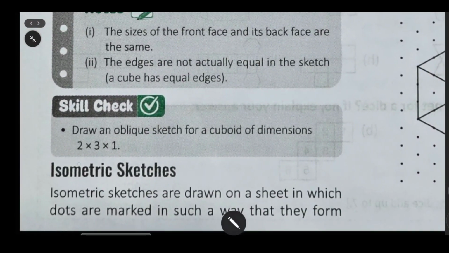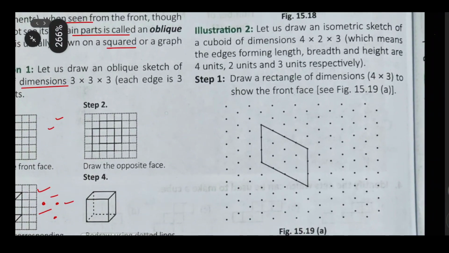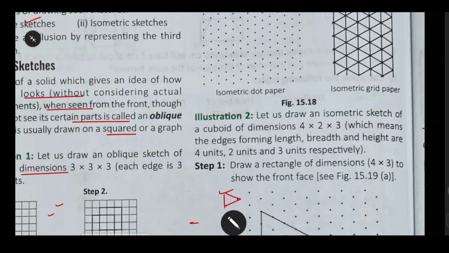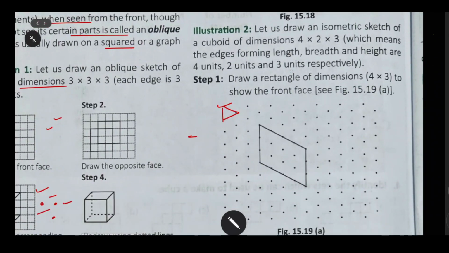Now we are going to talk about isometric sketches. An isometric sketch is drawn on this kind of graph. As you can see here, there are some dots in a triangular form. These dots form a triangle. And which type of triangle does it form? It forms an equilateral triangle. So as you can see here, this is the isometric grid paper, which forms equilateral triangles. Got it? Now, here's an example.